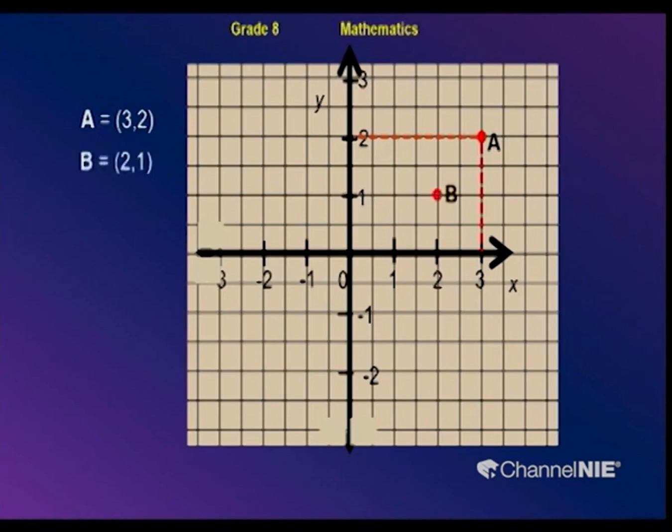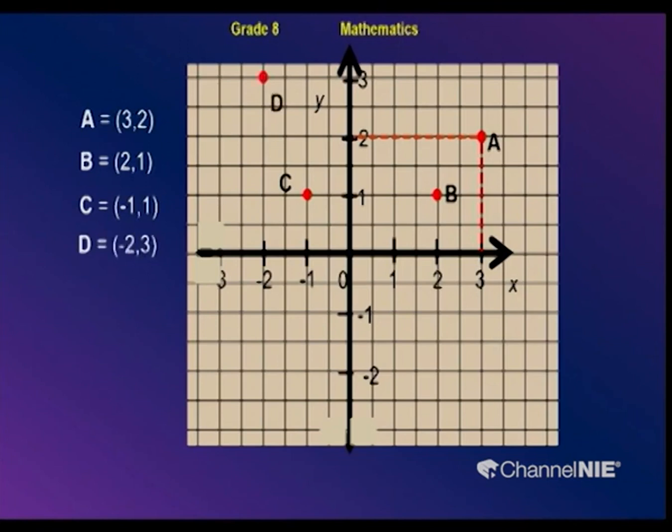Look at another one, (2, 1). First write the x value and then write the y value: x is 2, y is 1. Then look at C, equal to (-1, 1). It is on the left side of the Cartesian plane, -1 and +1. So, the x value is -1 and the y value is 1.